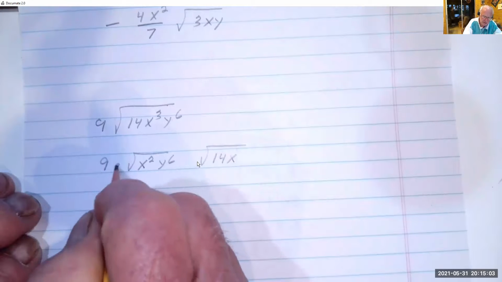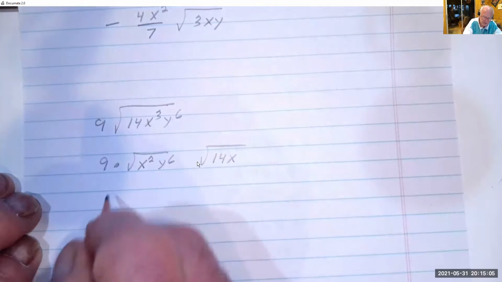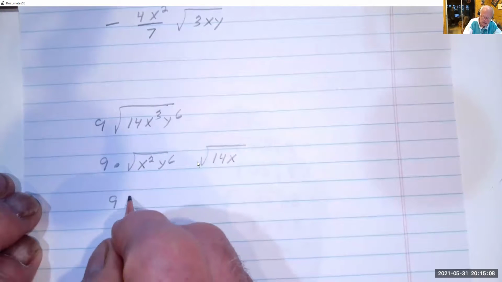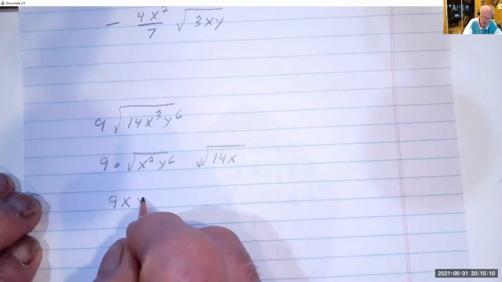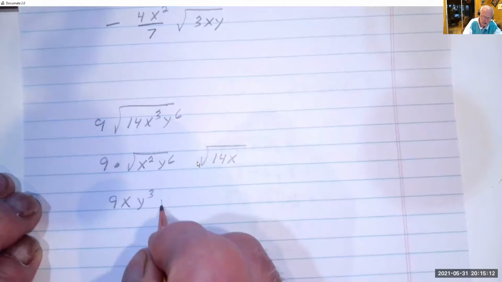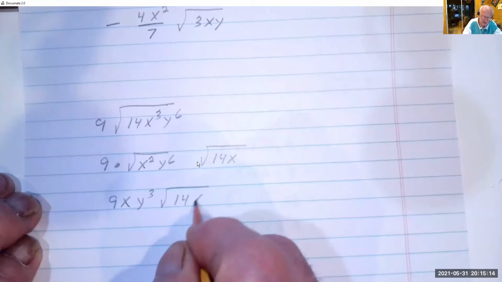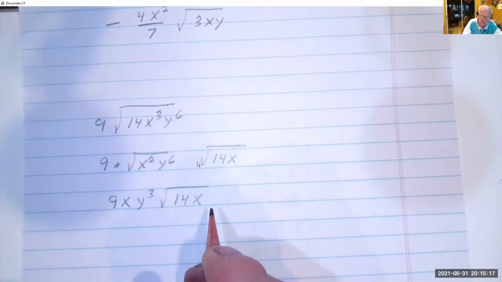Notice there's a times symbol between the 9 and the radical, so we have 9. The square root of x squared is x. The square root of y to the 6th is y cubed, and I'm left with the radical 14x. So there's the radical in standard simplified form.